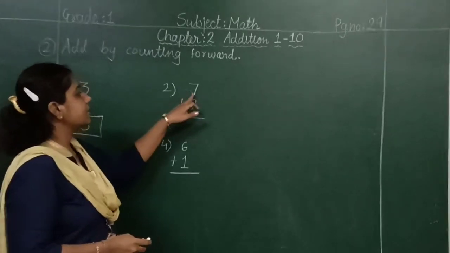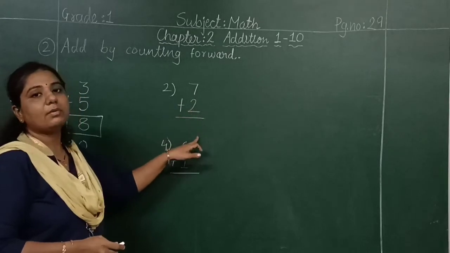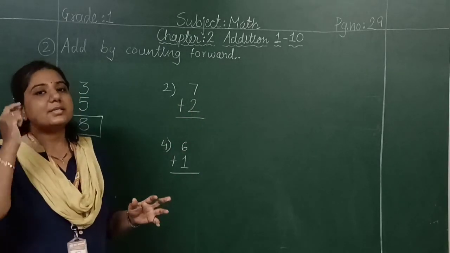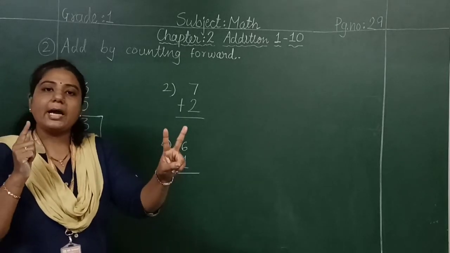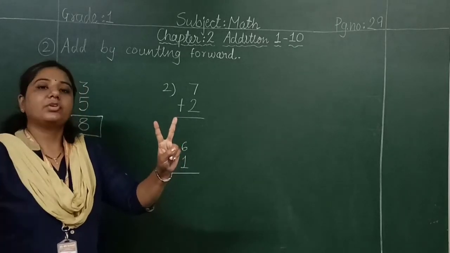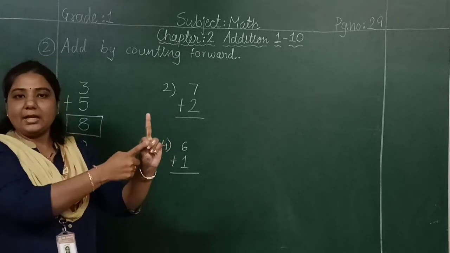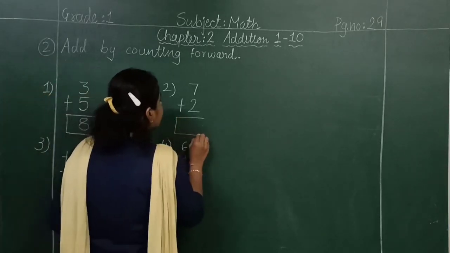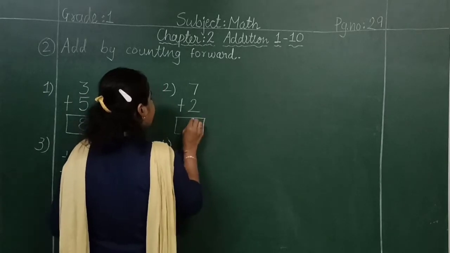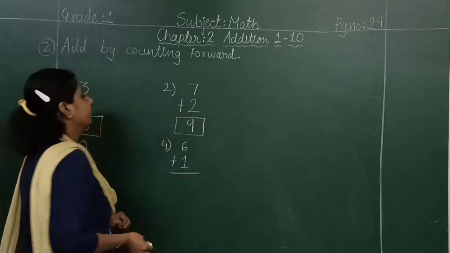Number 2. 7 plus 2 equals what? Same method. 7 in your mind, 2 in your hand, after 7: 8, 9. So, what do you have to write in this box? 9. So, write down 9.